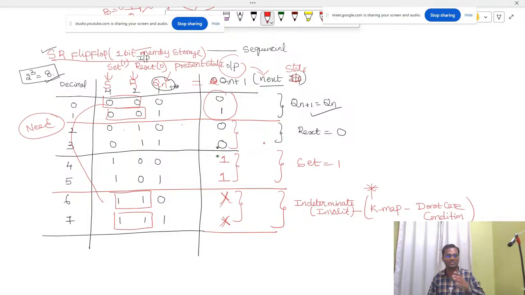So see, the first state is called Qn+1 equals Qn. The second input combination is called reset. The next one is called set. The next one is called indeterminate.